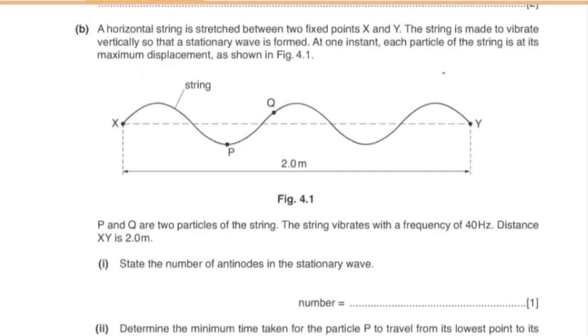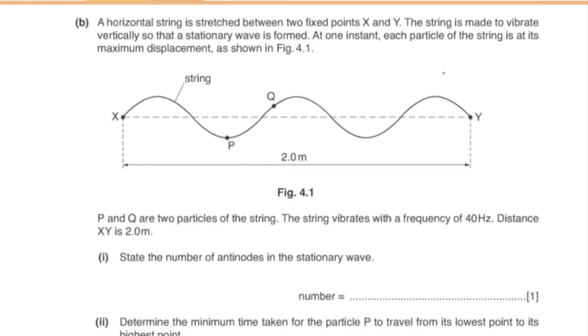Part B, a horizontal string is stretched between two fixed points x and y. The string is made to vibrate vertically so that a stationary wave is formed. At one instant, each particle of the string is at its maximum displacement as shown in figure 4.1. P and Q are two particles of the string. The string vibrates with a frequency of 40 Hz. Distance xy is 2 meters. Part 1, state the number of antinodes in the stationary wave.